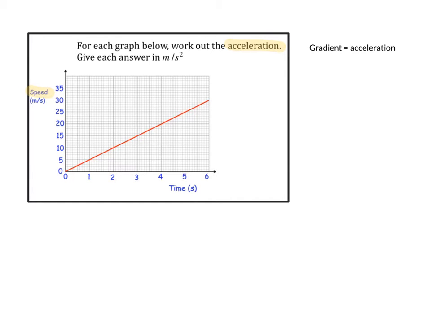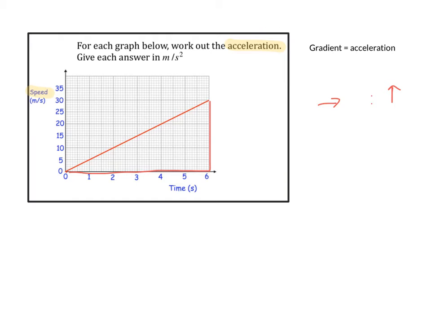So we know that gradient is always for 1 across, how many up. So let's just draw a triangle on here. Doesn't matter where. I'm going to pick 2 nice points. I'm going to pick 0 and I'm going to pick 6 just because they're my really nice points. Doesn't have to be there. I could have picked 0 and 2.